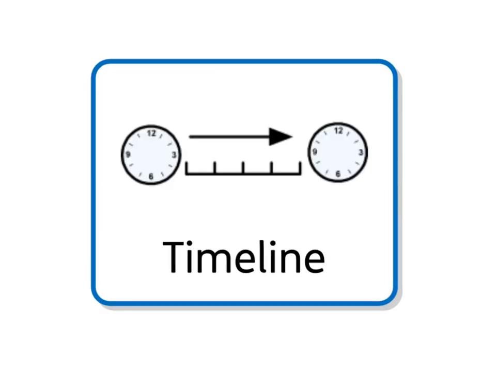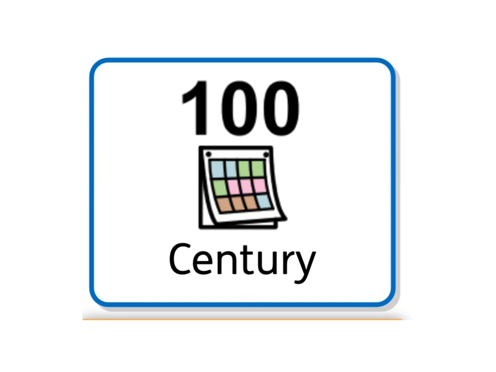Timeline. A timeline is a way of organising historical events in order. Century. A century is a period of 100 years. We are in the 21st century, so the 20th century would be 100 years ago.